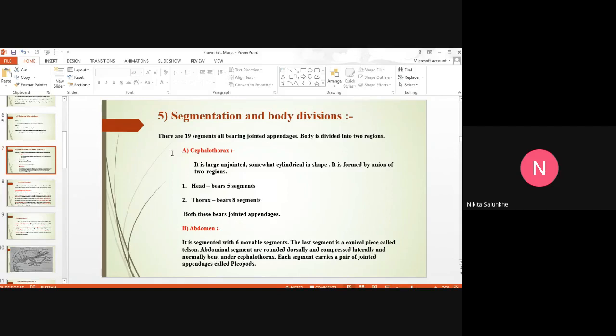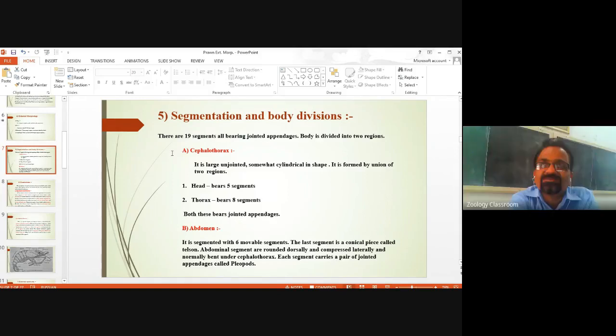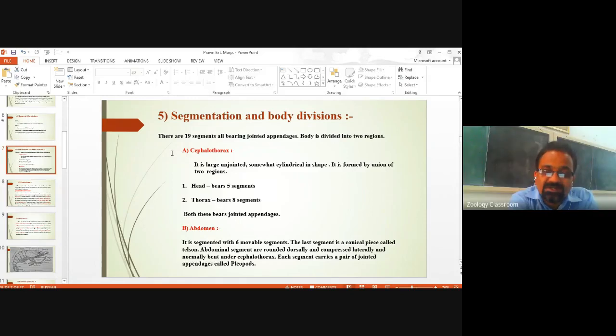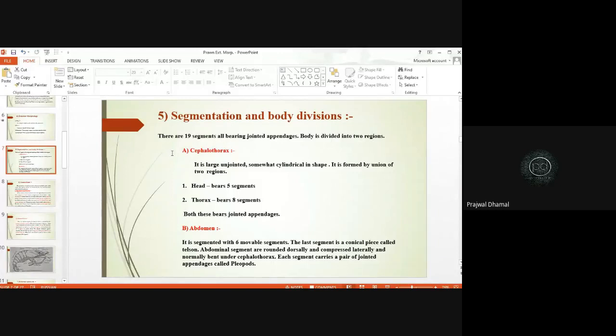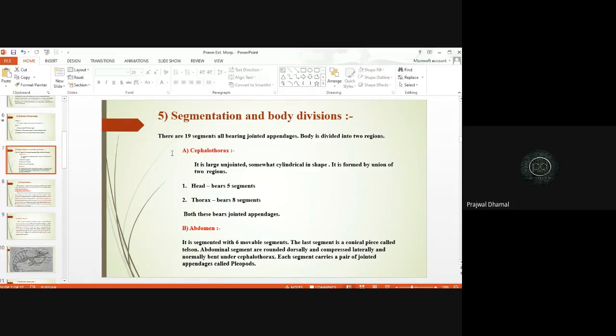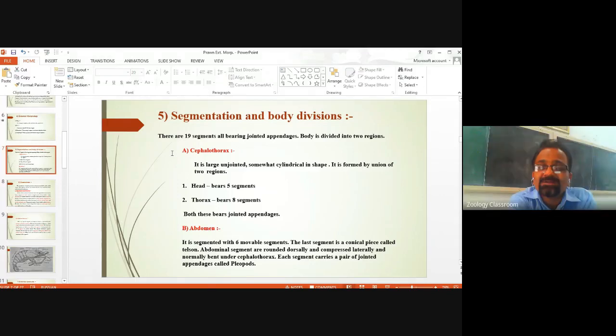Four legs. No idea, sir. See, the cockroach is very household. Three pairs, and six legs. In the cockroach, sir. Yes, yes. See, it is a very common insect in our house, and we are observing it, and still we don't know how many legs are present.